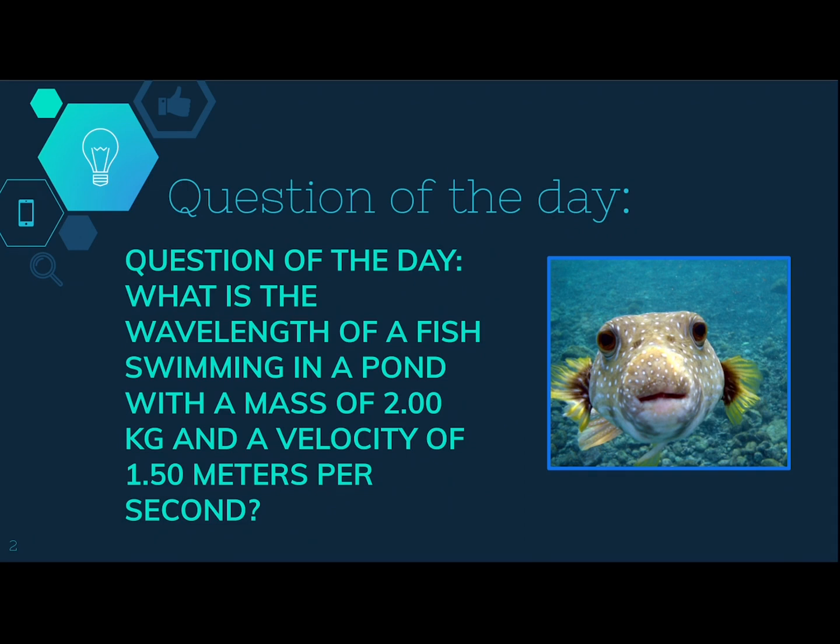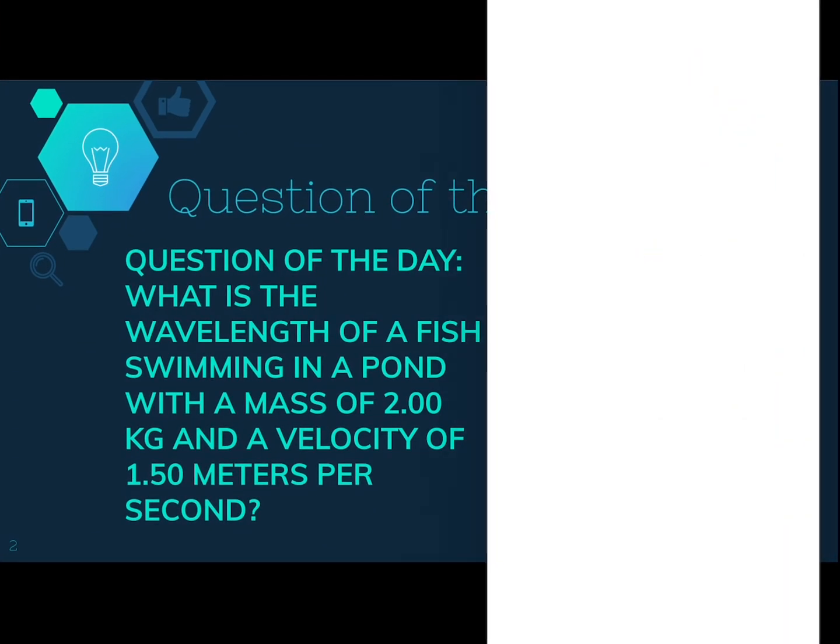So your question of the day is, what is the wavelength of a fish swimming in a pond with a mass of 2 kilograms and a velocity of 1.5 meters per second? Go ahead and try to do this on your own, and I'll help you out here.